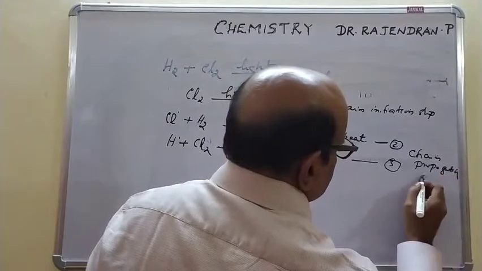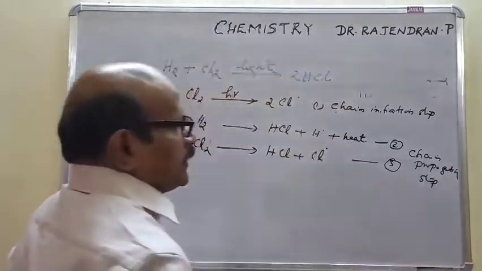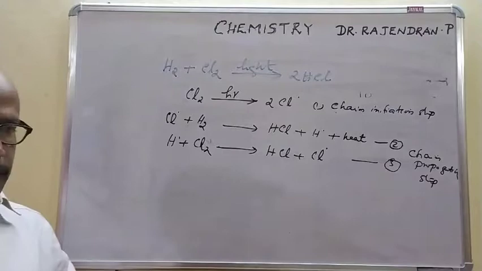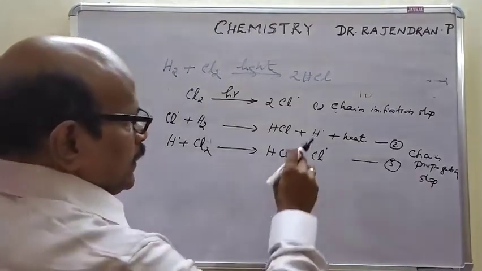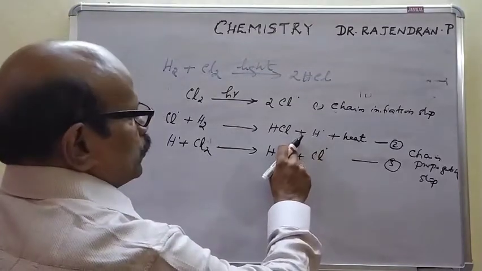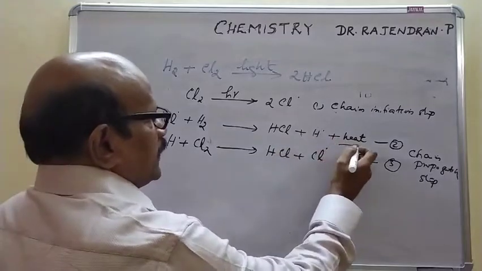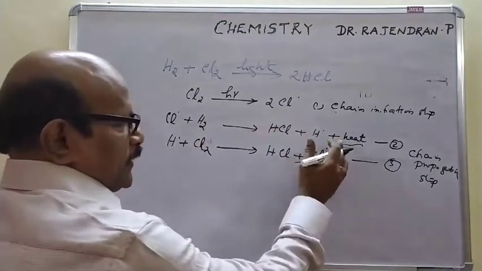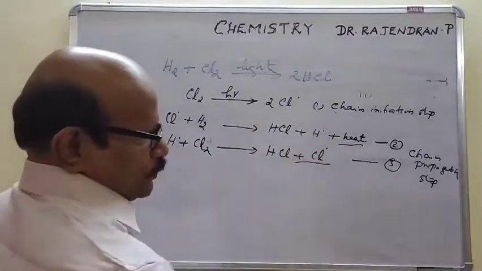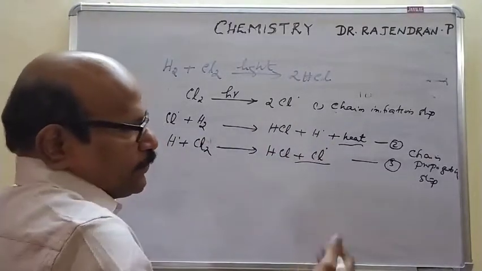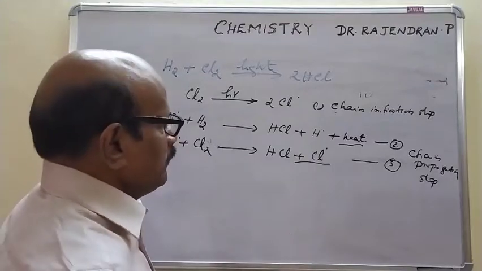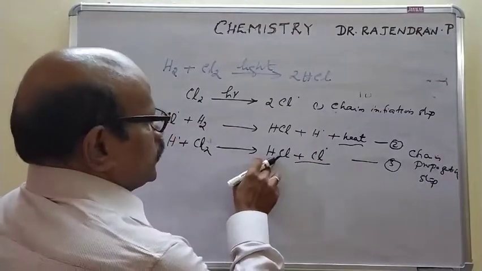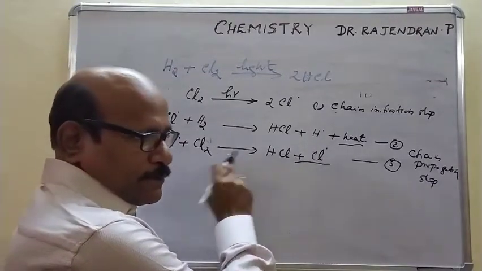The steps number 2 and 3 go on in a chain manner, as reaction 2 is exothermic and the activation energy required for the reaction is obtained from the heat liberated from step number 2. So this process propagates in a chain manner, resulting in the formation of a large quantity of hydrogen chloride.